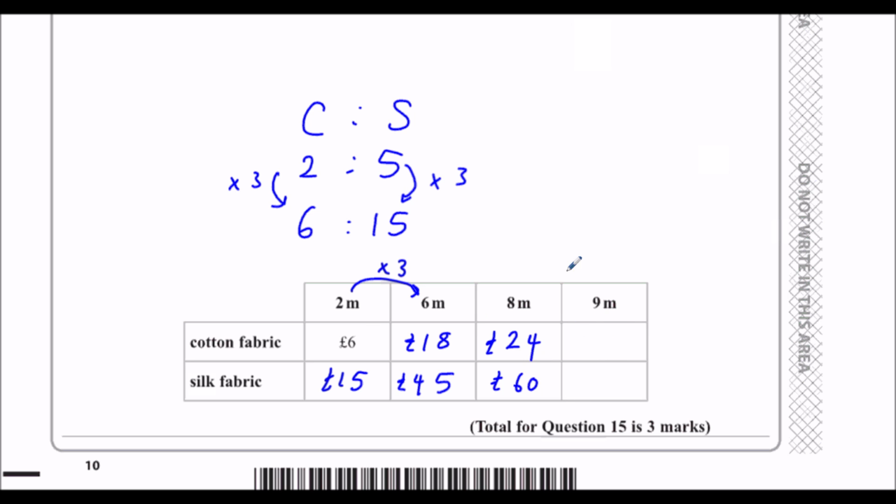So if I work out 1 meter, so if I do 1 meter, that's half of 2 meters. That's going to be £3 and £7.50. So 1 meter is half of 2 meters, and I'm going to add 8 meters to 1 meter. So 24 plus 3, 27, and 60 plus £7.50, £67.50. So all of these are still in that ratio of 2 to 5.